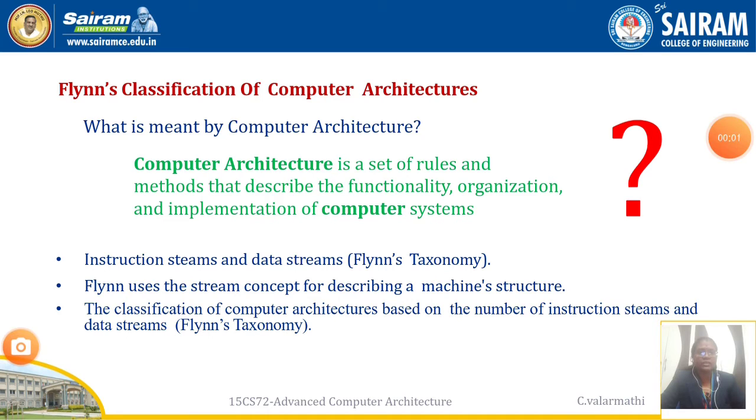Hi students, in this video we are going to see about Flynn's classification of computer architecture. So before that we must know what is meant by computer architecture. Computer architecture is a set of rules and methods that describes the functionality, organization and implementation of a computer system.